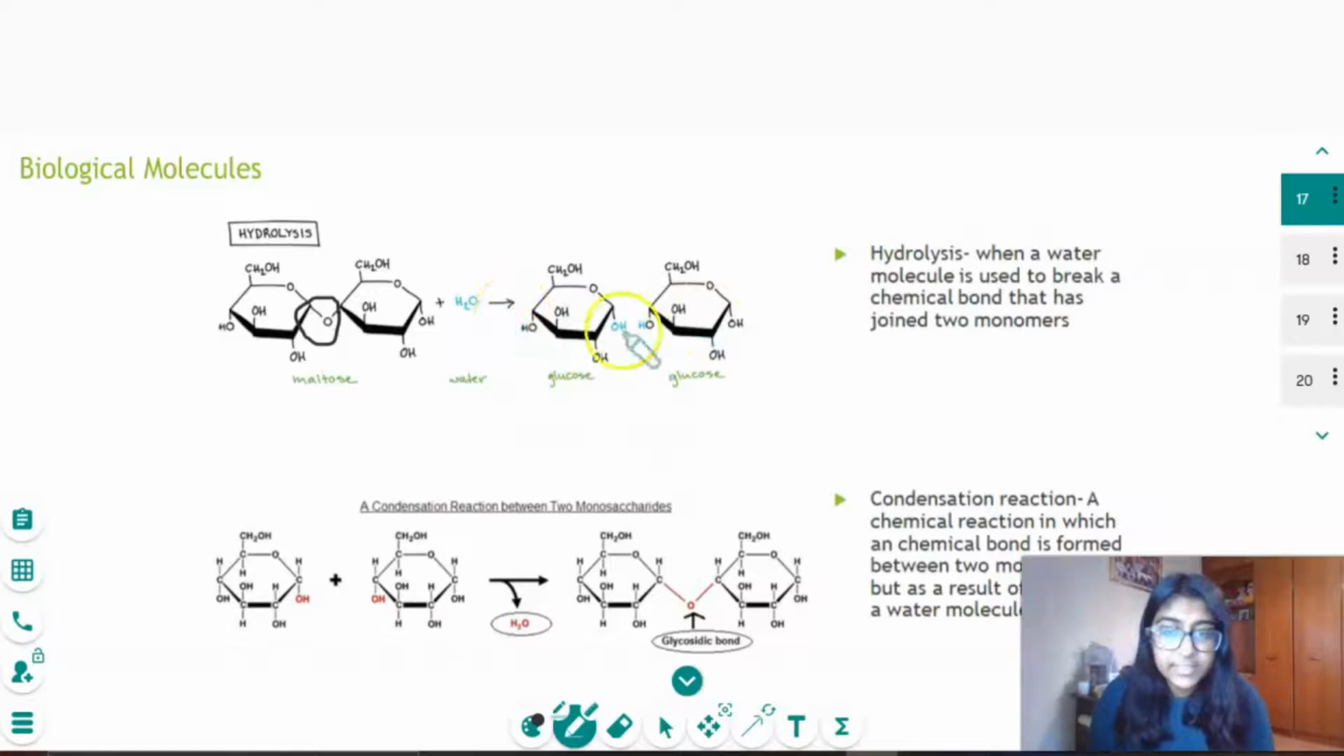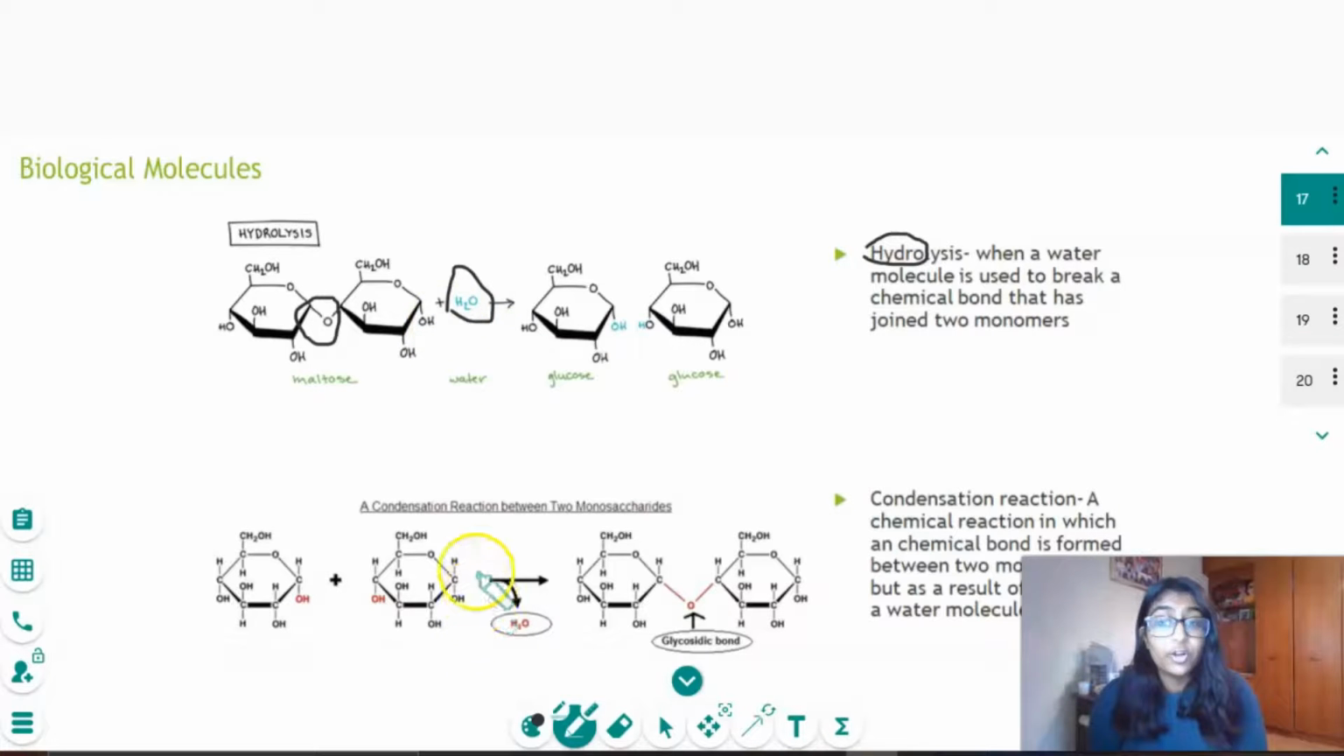Because as you can see, one of the oxygens and hydrogen attaches here, whereas the other hydrogen attaches here. And you can see they split to form two glucoses. So you can know this because it comes with the word hydro, and water has hydrogen and oxygen. So hydrolysis is a process in which water is needed in order to break something up.